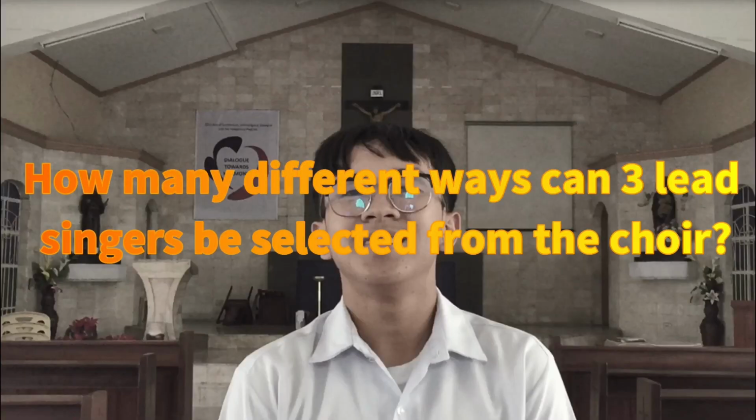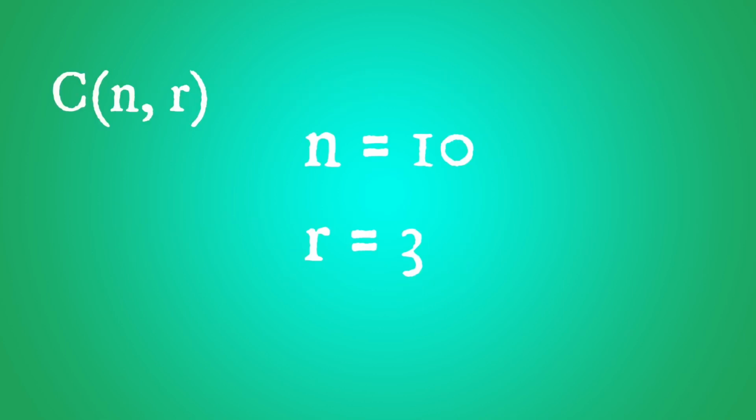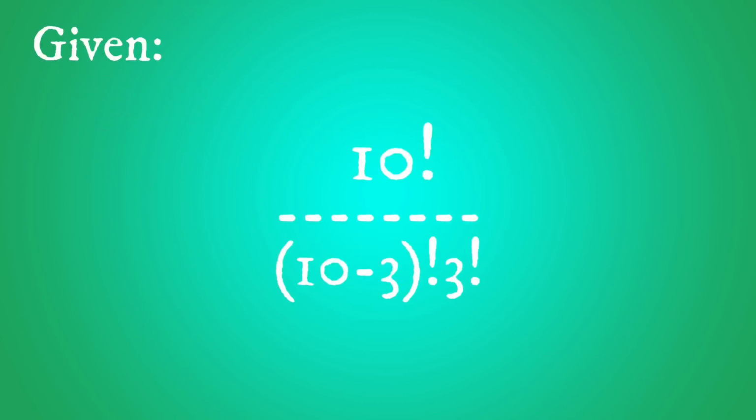I'm going to select 3 lead singers out of 10 singers. How many different ways can 3 lead singers be selected from the choir? First, we will use the formula n factorial over quantity n minus r factorial multiplied by r factorial. Then we will just distribute, so our n is 10 while our r is 3. So our given is 10 factorial over quantity 10 minus 3 factorial multiplied by 3 factorial.